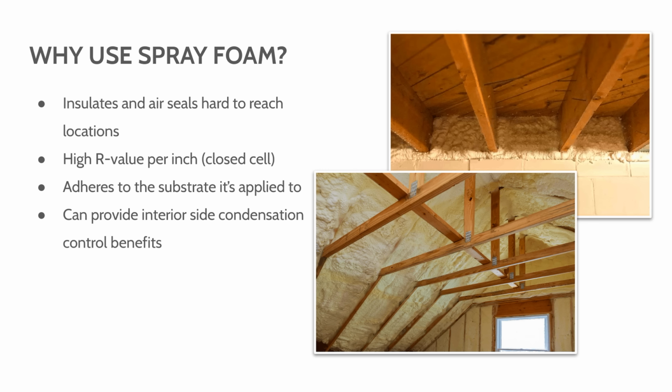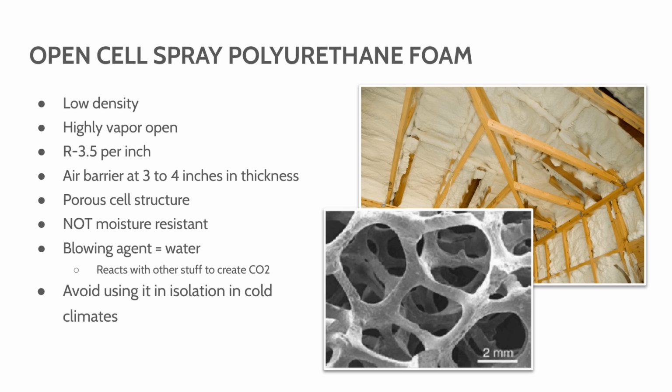Now, there are two types of spray foam, open cell and closed cell, and the type of spray foam is based on their cell structure. Go figure. Open cell foam is highly vapor open and sort of resembles Swiss cheese if you were to look at it under a microscope. It can form an air control layer when applied at a thickness of around 3 inches or more.